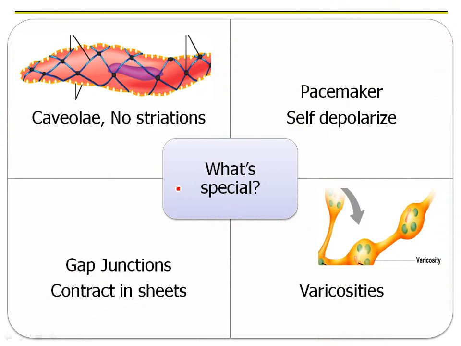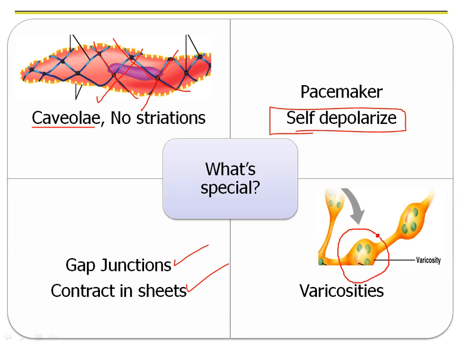Alright, so what's special and different about them? They do not have motor end plates. They have caveolae instead. They have no striations. Their myofilaments are cross-hatched. And when their myofilaments contract, the entire cell just twists and shrinks. Some of them can self-depolarize and have a pacemaker potential. They can have gap junctions. They can contract in sheets. And they don't have a traditional neuromuscular junction. They have varicosities. So this is what's special about smooth muscle and what makes it different.